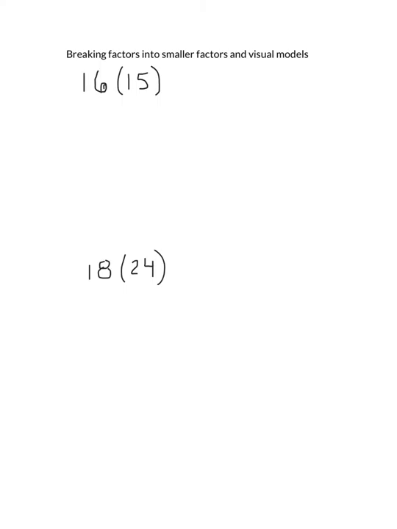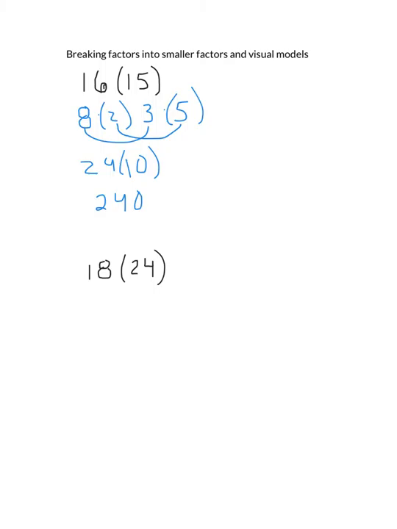Or, if we want to use the strategy, breaking factors into smaller factors, well, we know that 8 times, or 8 groups of 2 is 16. We know 3 groups of 5 is 15. So if we think about the associative property, 5 times 2, so look what I'm doing, I'm just changing the order. 5 times 2 I know is 10. 8 times 3 I know is 24. 24 groups of 10 is 240. Again, it's just another way to look at it.